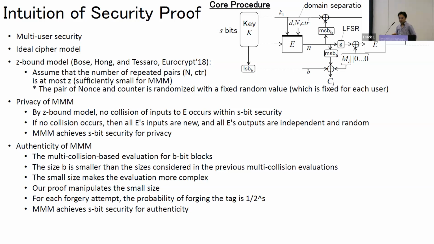And regarding authenticity, we use the multi-collision-based evaluation for the B-bit part. So the size B is smaller than the sizes considered in the previous multi-collision evaluations. The small size makes the evaluation in the proof more complex, but our proof handles the small size. And so as a result, for each forgery attempt, the probability of forging the tag is at most this probability. And M achieves security for authenticity.